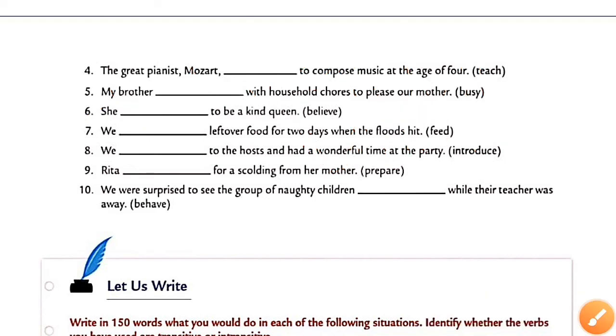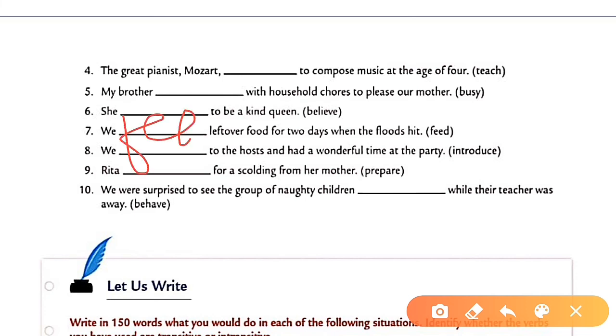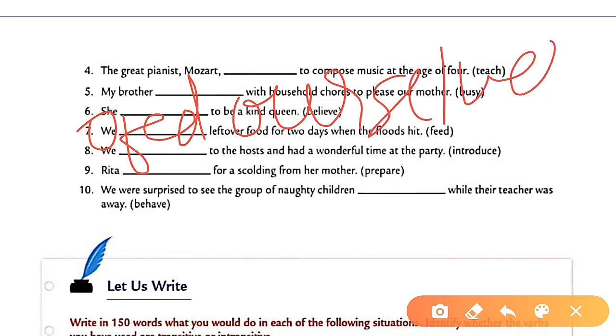Number 7, guys, we dash left over food for 2 days when the floods hit. So your answer is we fed ourselves. We fed, past tense of feed is fed, and your pronoun is we, that's why it is ourselves, S-E-L-V-E-S.